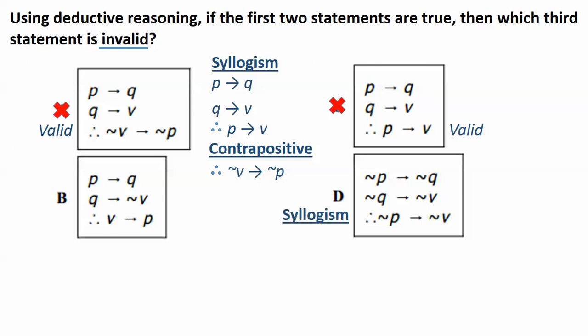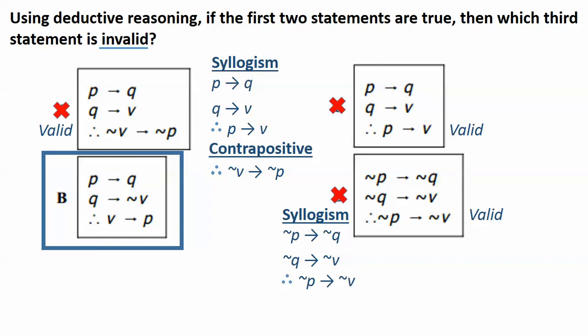So let's look at our syllogism one more time. If not P, then not Q. If not Q, then not V. Therefore, if not P, then not V. Option D follows our law of syllogism perfectly, so it is valid. So by the process of elimination, I see that my answer must be B.